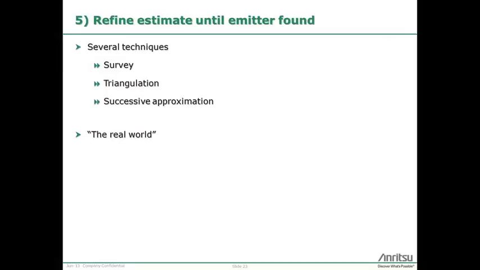Now that we're close to the emitter, we refine our estimate. And this is where things get a little more complicated. We've figured out ways to capture difficult signals, but how do we refine our estimate given that we're relatively near? And there's several techniques for that. We'll talk about each of these: survey, triangulation, and successive approximation. Each of these have trade-offs, and they can be maybe optimally used in slightly different conditions. Then we'll talk about the real world, which is usually a combination of those.